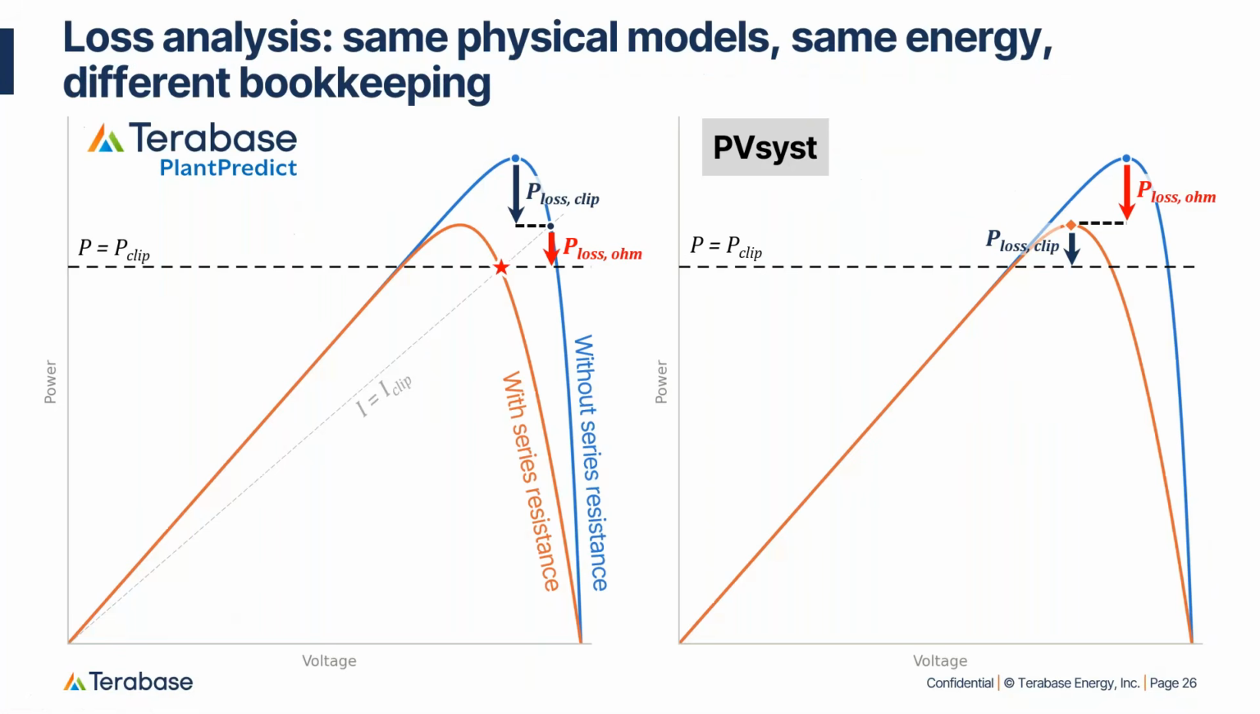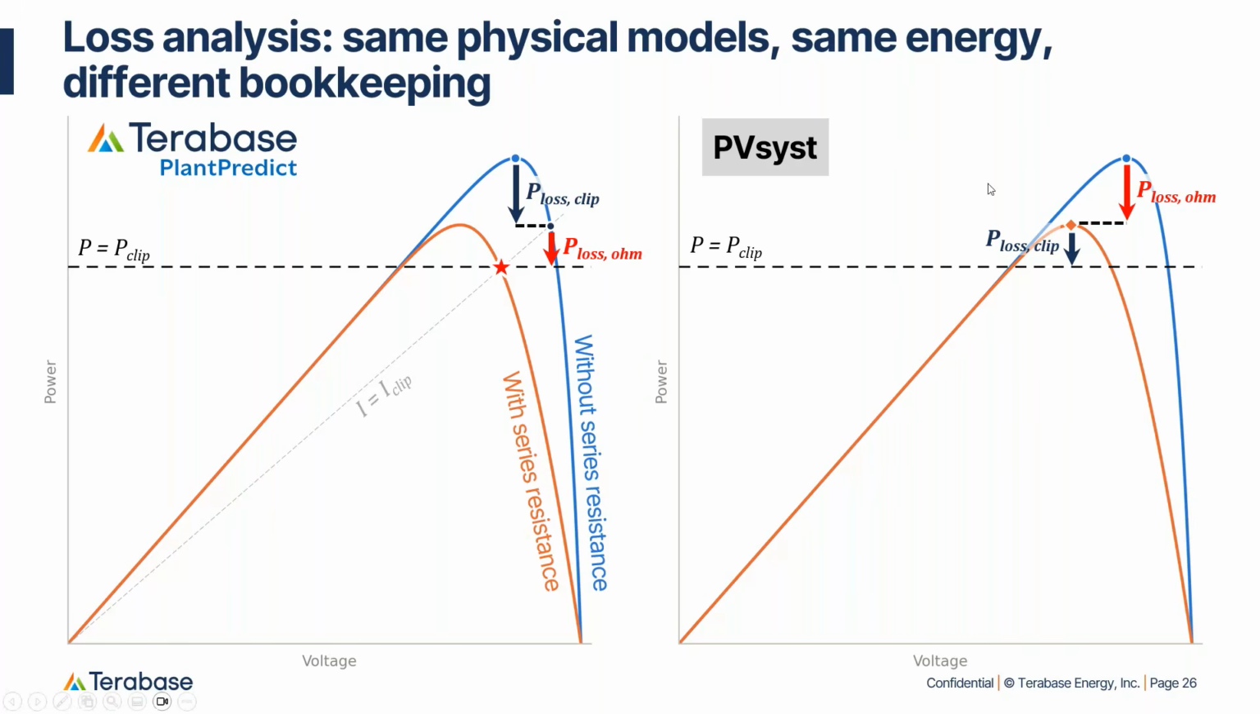Another example of things that as a user you may run into comparing these two tools is that in some cases you can have the exact same physical model, the exact same energy inputs and outputs, but a different bookkeeping. So the losses are going to be different, but the ins and outs are going to be the same. And it's just because these are counted differently.